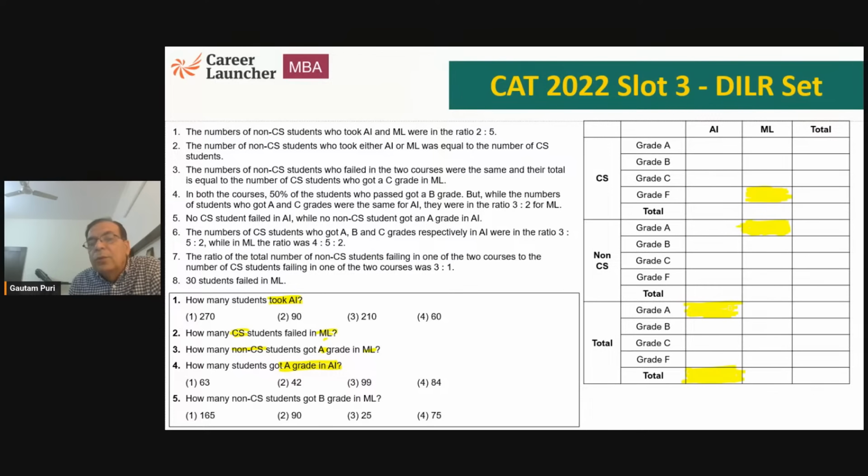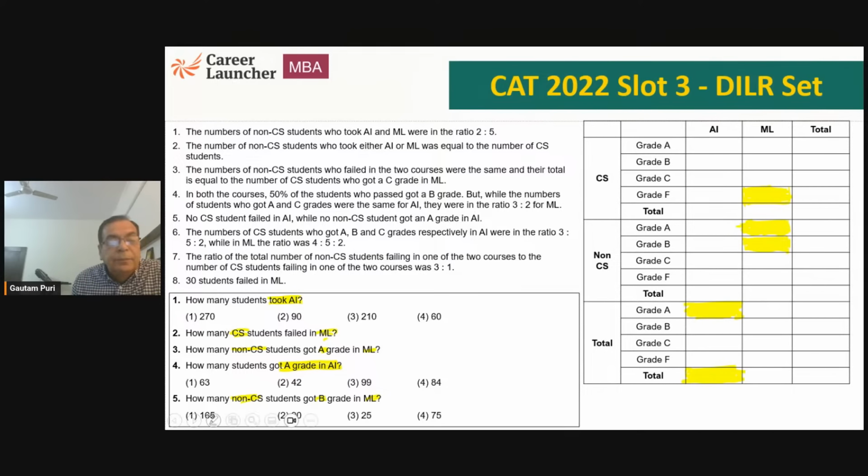Okay. How many students got A grade in AI? Question 5. How many non-CS students got B grade in ML? B grade in ML non-CS. This is the one. So what I've highlighted in yellow is what we need to focus on, which means anything else, if I don't calculate, it should not matter. I should calculate only those things which are required to answer these particular cells which I have highlighted in yellow.